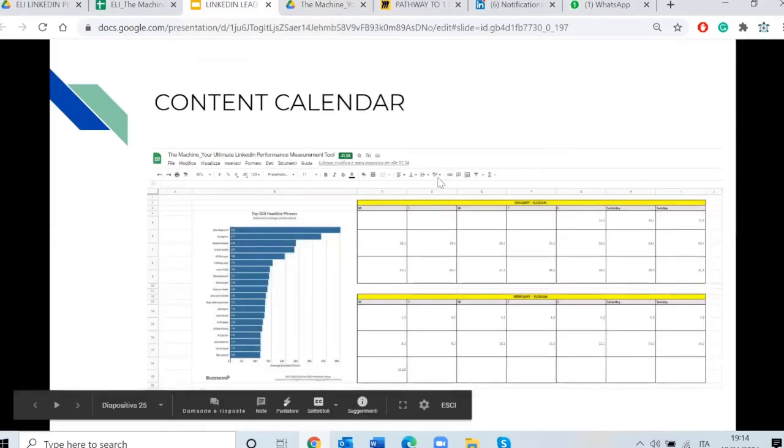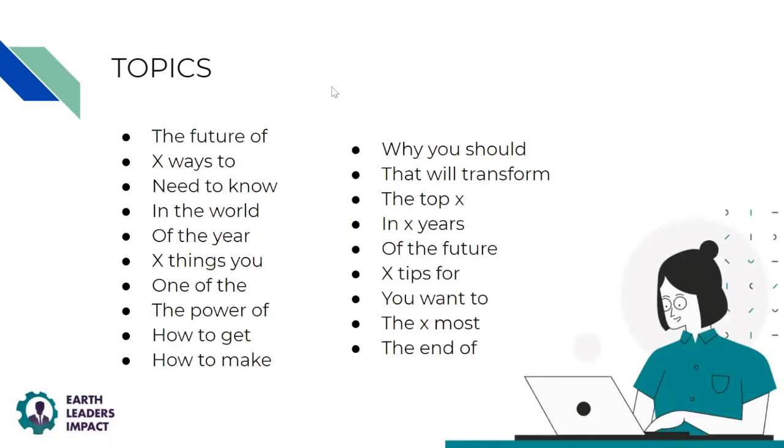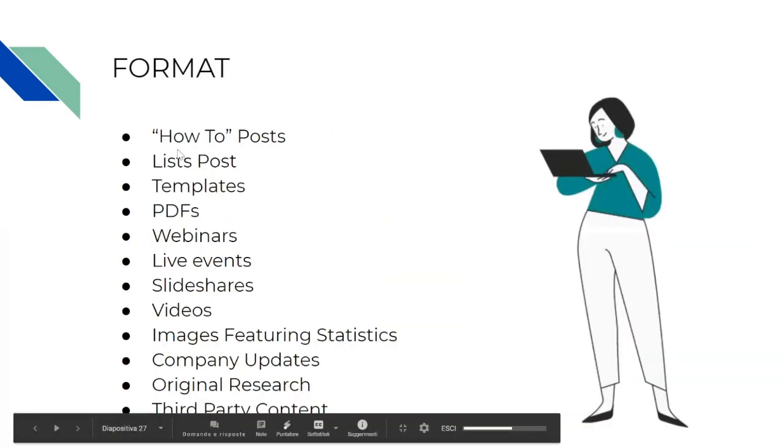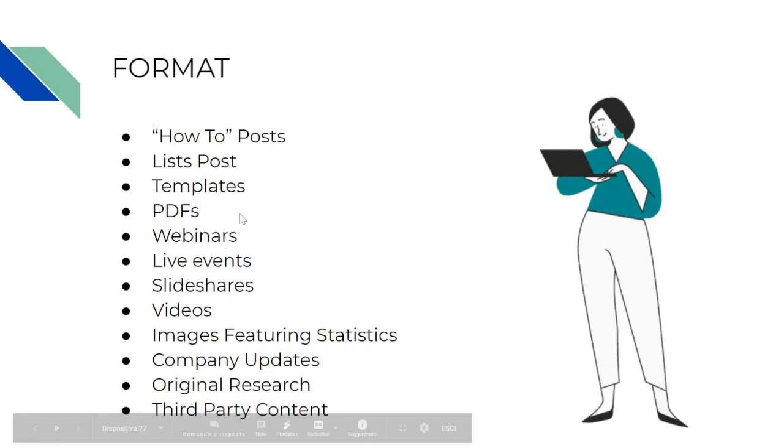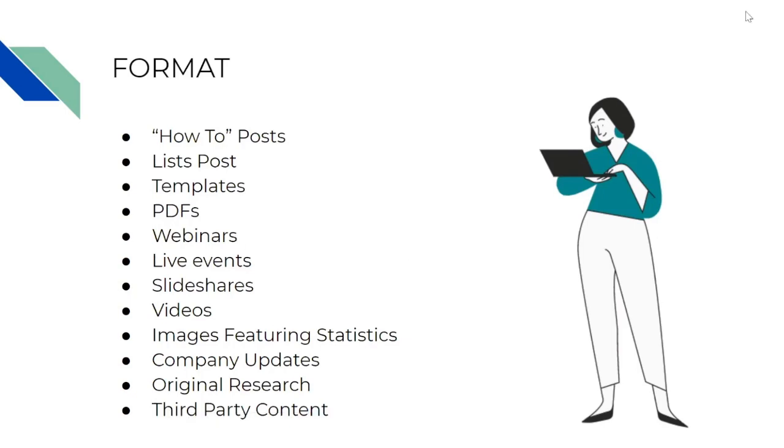So what's the formula? We have some topics. Again, statistics, data, research on LinkedIn tell us that the most shared topics right now are these: the future of XYZ, X ways to XYZ, need to know about XYZ. So these are shareable topics. And then these formats: how to post, list post, templates, and all these kinds of formats. Yeah, stay with me because I'm going to help you combine these topics with these formats within your calendar.